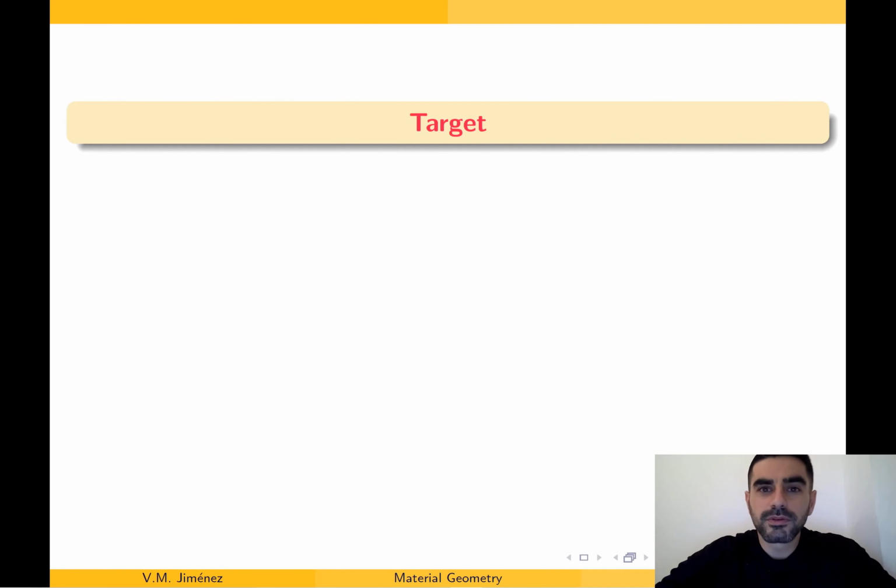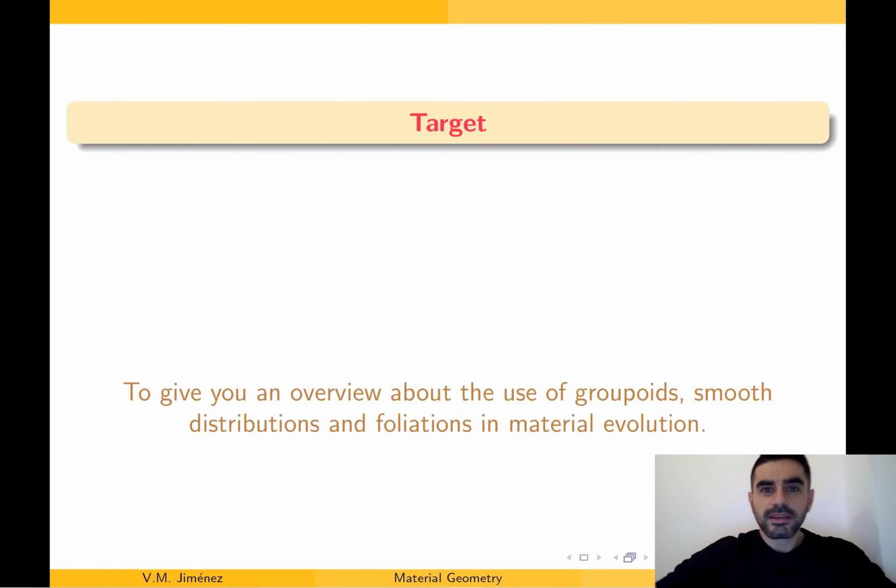Before starting, I would like to fix my main target in this talk. This goal is just to give you an overview about the use of groupoid distributions and foliations in material evolution. My intention is not to give you a lot of technical details and proofs during about 25 minutes. What I want is to convince you about the usefulness of this approach in the understanding of the evolution of materials.